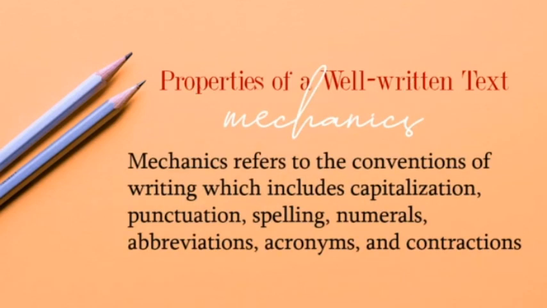Okay, lastly, we have here the mechanics. Under mechanics, we have a lot, and I will be filming another recorded discussion for this one, and that will be given to you next week, because this module that you have right now is good for 2 weeks. Mechanics refers to the conventions of writing, which includes capitalization, punctuation, spelling, numerals, abbreviations, acronyms, and contractions, which means that a property of a well-written text, which is the mechanics, is more on the technical aspect, the technical side of the text.